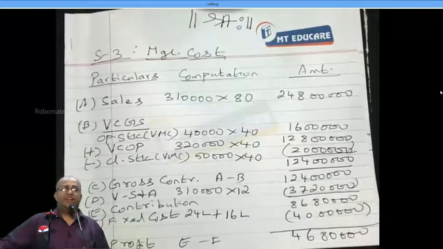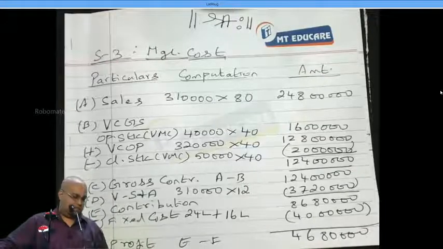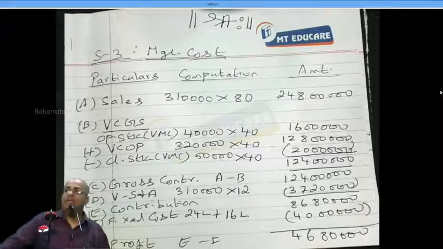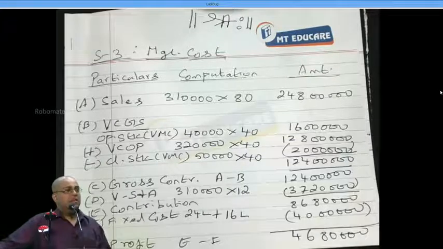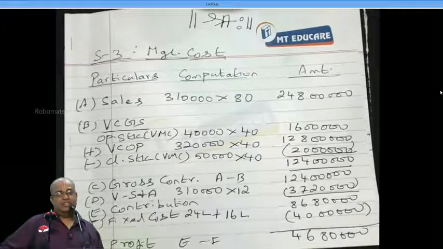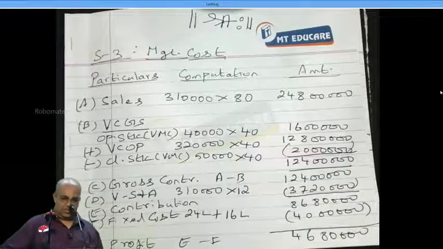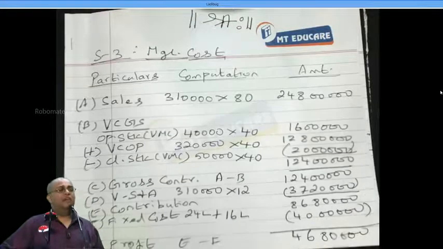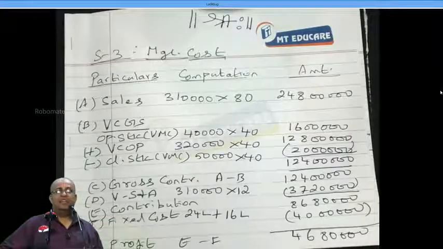Should I add fixed cost in net closing stock or subtract? Add. Add fixed cost in net closing stock under absorption costing system. Right, what is the amount to be added? Amount column 60,000.